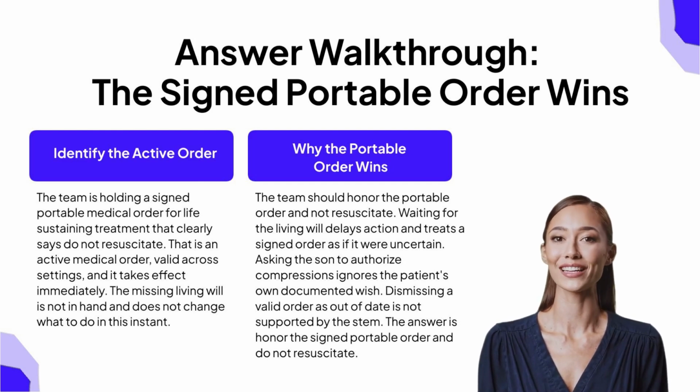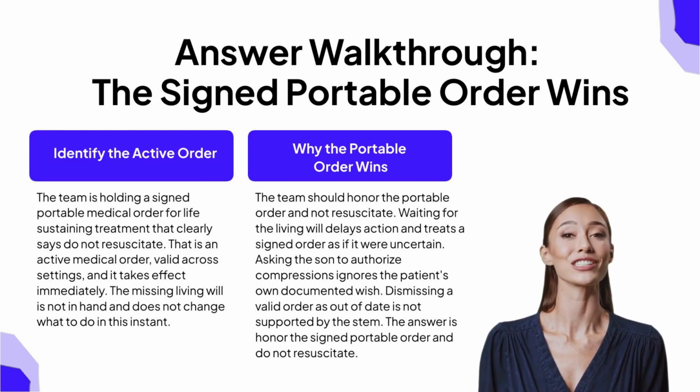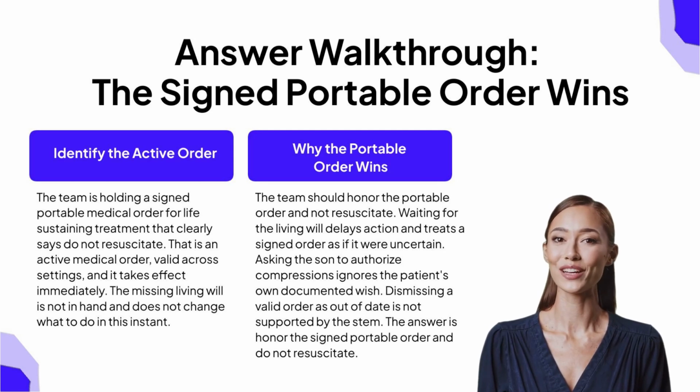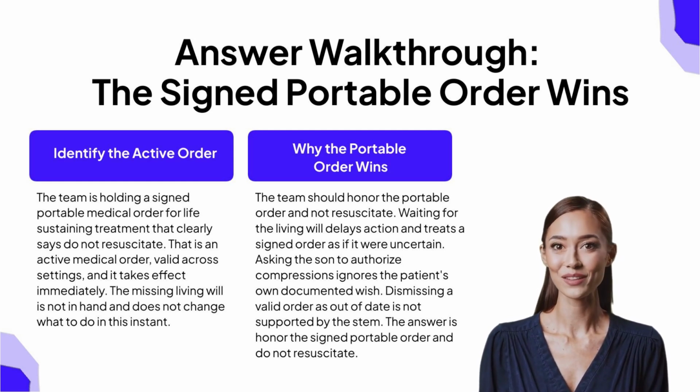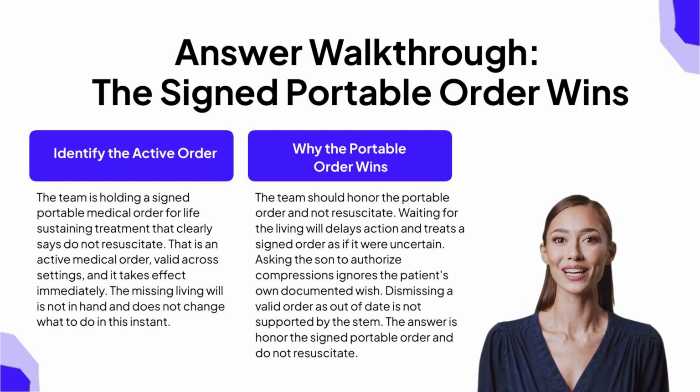First, identify the active order. The team is holding a signed portable medical order for life-sustaining treatment that clearly documents do not resuscitate. That is an actual medical order. It is valid across care settings, and it takes effect the moment the patient arrives. The living will the son mentions is not in front of the team, and does not override a signed order that is already in hand.